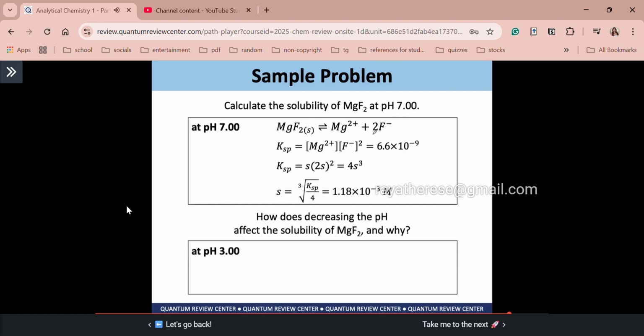What if, kunin natin ma'am, yung solubility niya at a lower pH, pH 3. Sa mga ganun pH 2 nilagay ko, okay lang, pareho lang yung acidic. How does decreasing the pH affect the solubility of magnesium fluoride and why? Diba? Bakit? So class, tingnan natin.